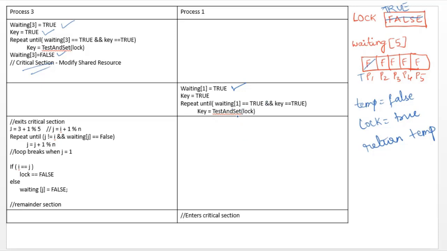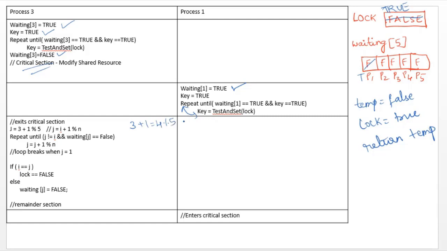No, it cannot proceed. So it will be repeatedly executing the same instruction. And while the process P3 finishes its critical section, it will increment the value of i by 1 and assign it to j. What is the current value of i? It is 3. It will increment, which will become 4.